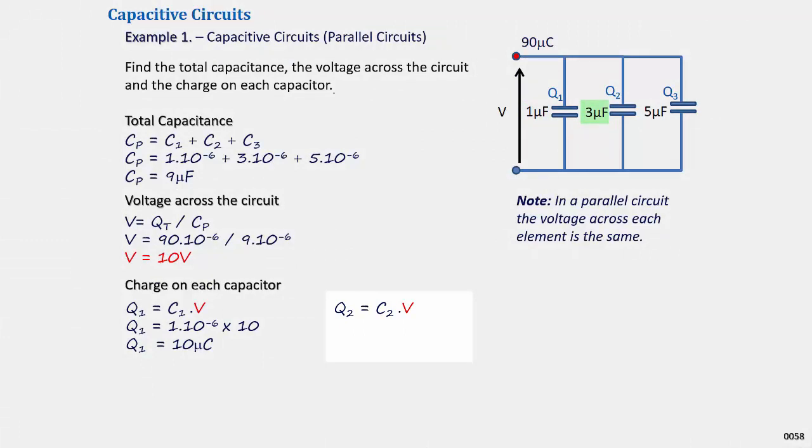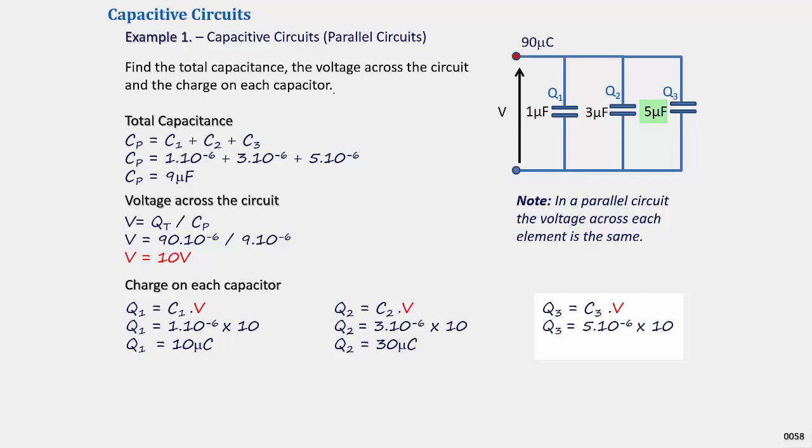Applying the formula, Q2 equals C2 times V. Substituting the values, Q2 equals 3 times 10 to the power minus 6 times 10, which equals 30 microcoulomb. Applying the formula, Q3 equals C3 times V. Substituting the values, Q3 equals 5 times 10 to the power minus 6 times 10, which equals 50 microcoulomb.